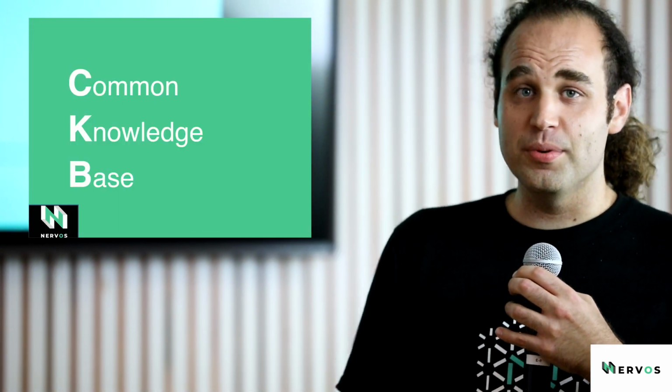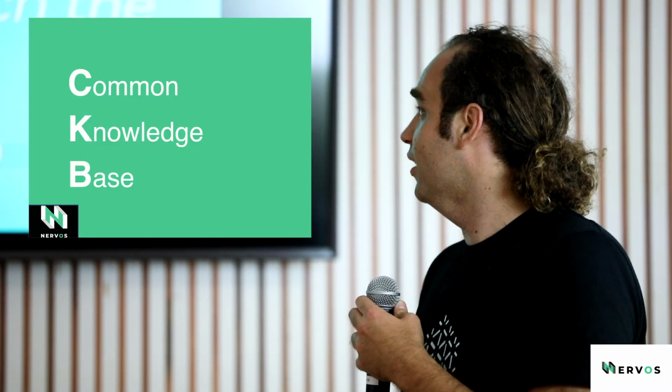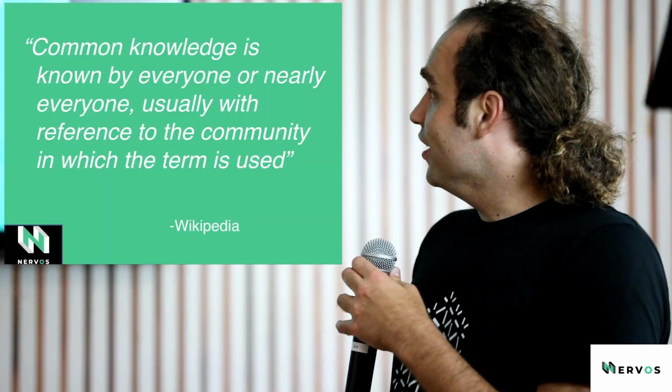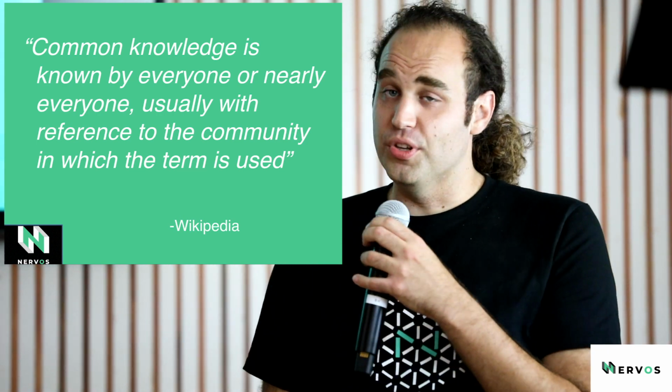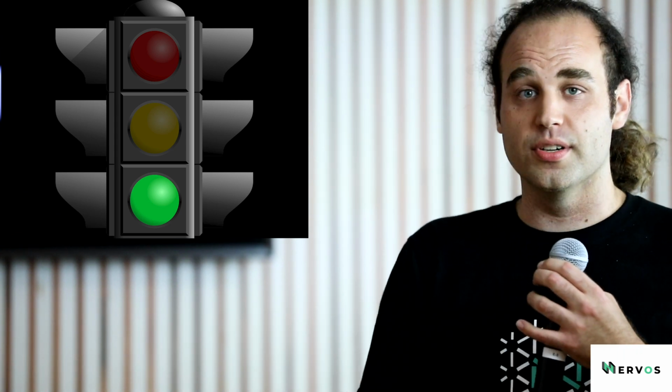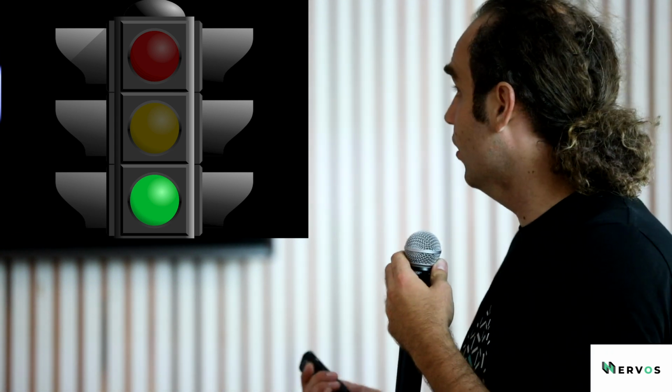So CKB stands for Common Knowledge Base. What is common knowledge? Common knowledge is known by everyone or nearly everyone, usually with reference to the community in which the term is used. So a stop sign is a good example of common knowledge. When I see a stop sign, I know to stop, and everyone else knows to stop as well. So with that, society can function more efficiently. We all know everyone's going to stop, so we don't think about it, it becomes automatic. A green light is also an example of common knowledge.